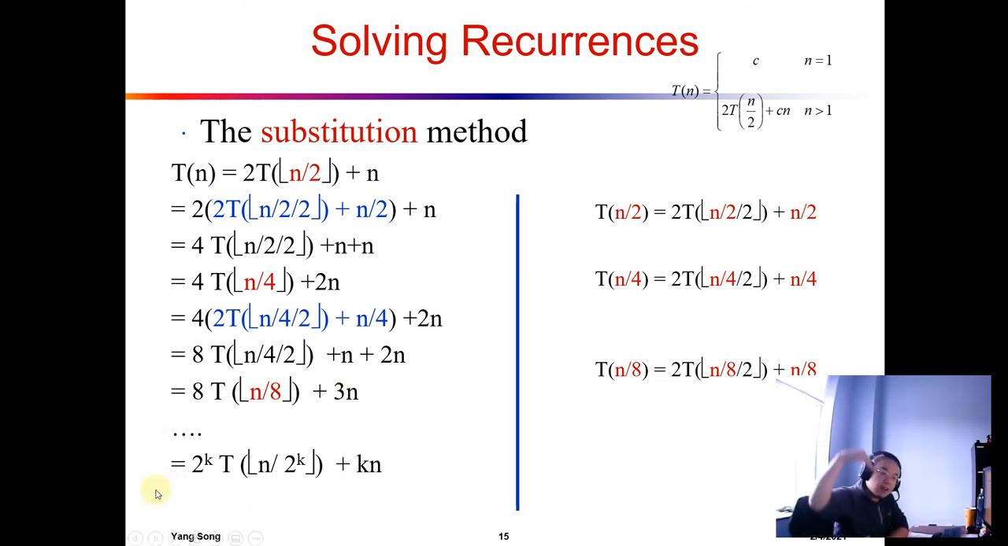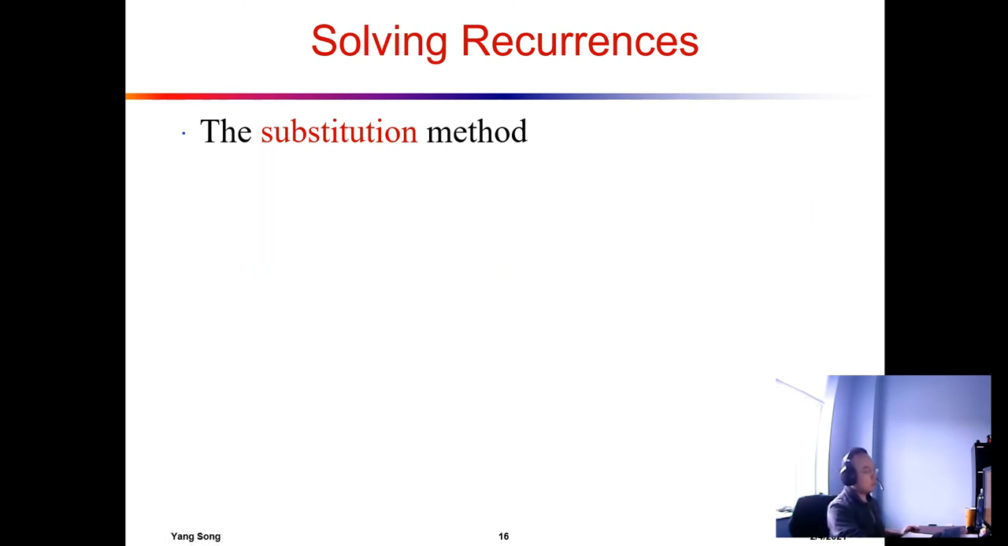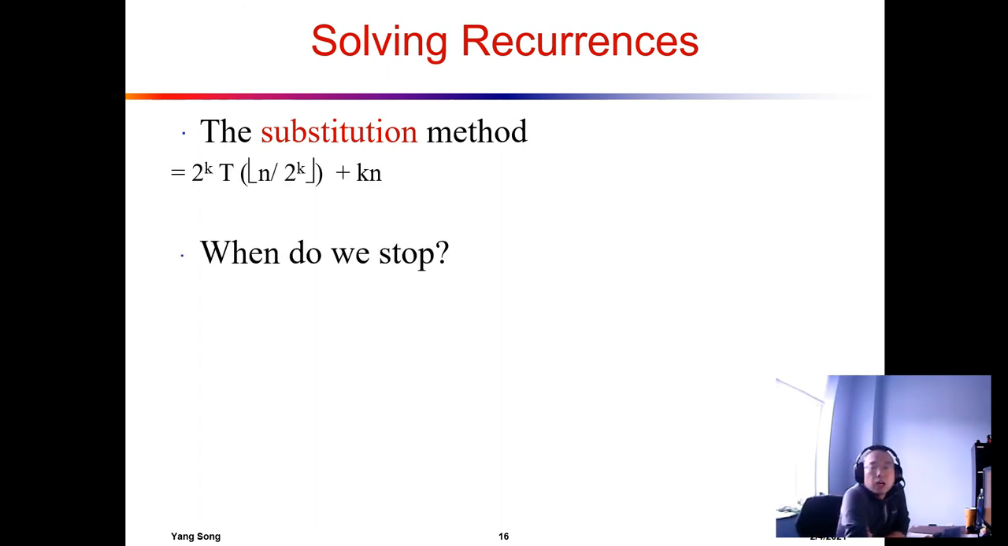So if we go down and down and down, k will be a larger number, but the pattern will be the same. The pattern will be 2^k T(n divided by 2^k), and then plus kn. This is the pattern. Okay, so if you are able to come up with the pattern, the next question is, if we are here, where do we stop?